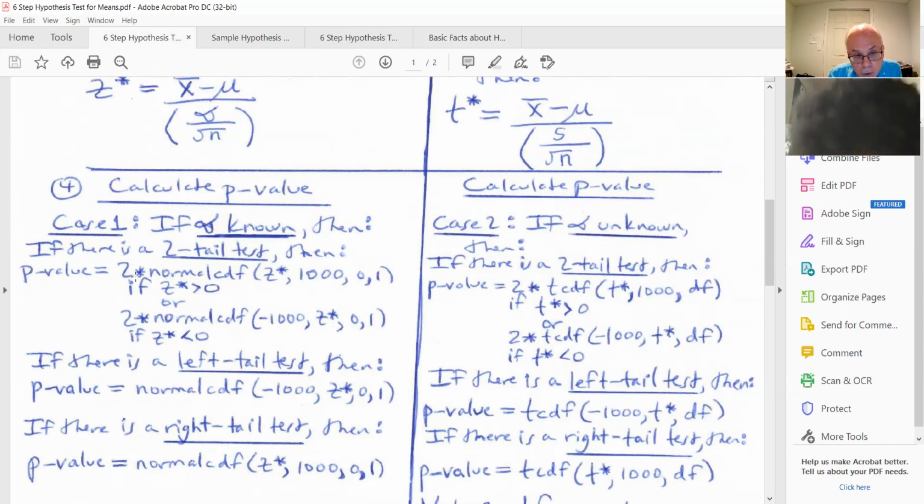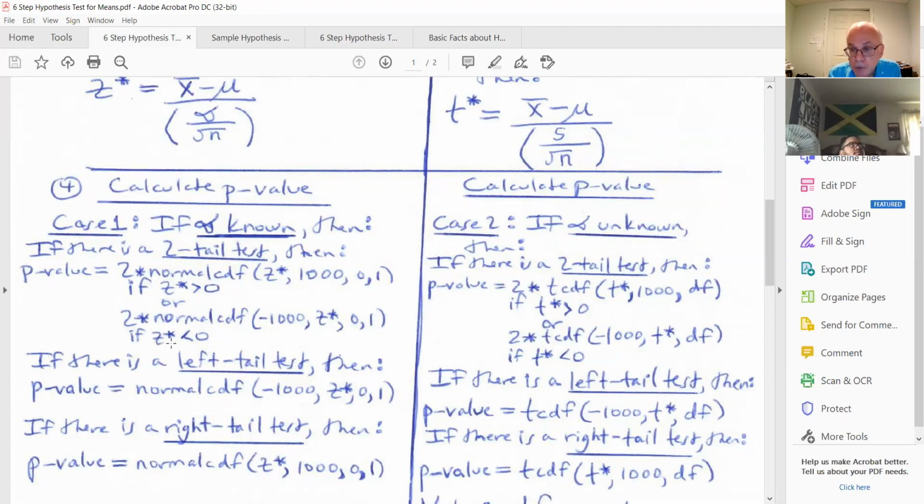All right, so we do 2 times that normal CDF, and we get our answer. Now, if Z star is less than 0, then we're going to do a left tail calculation. It's going to be 2 times normal CDF, left tail, negative 1,000 on the lower endpoint, then Z star upper endpoint, 0, comma 1. That's what you would do if you had it.